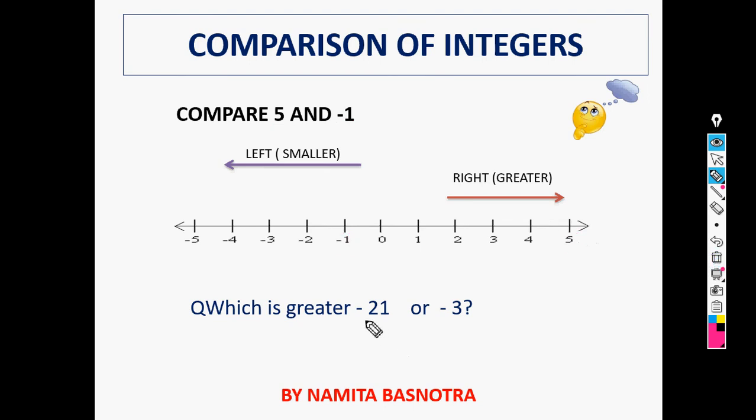I have taken another example for you, like here it is -21 or -3. You all know that -3 is here, just 3 steps before 0, and -21 will be somewhere here. So in your imagination you can just plot these numbers on the number line. So now which one is towards the right on the number line? Clearly we can see -3, and the number on the right out of the two is greater. So here I can write that -3 is greater than -21. So this is how we compare the two integers.